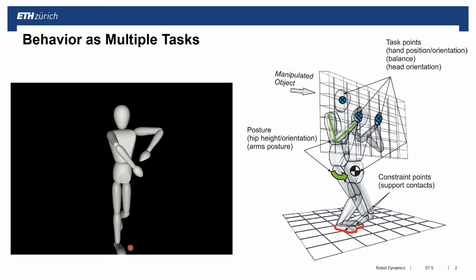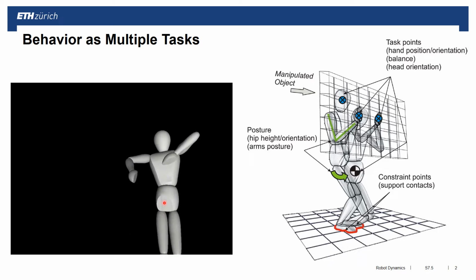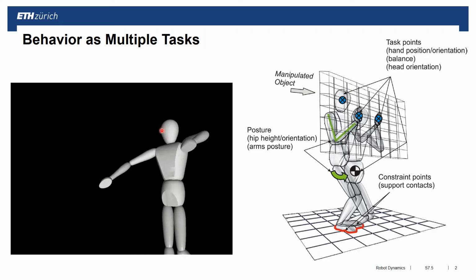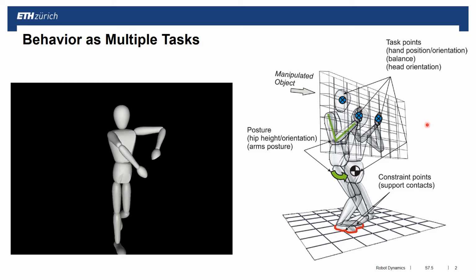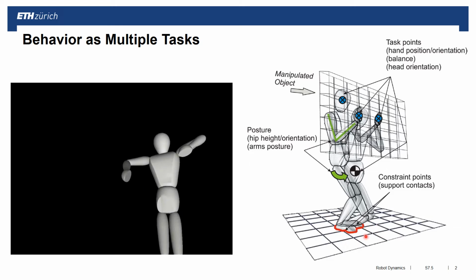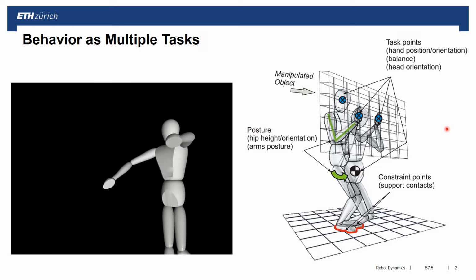It's ensuring contact with the environment, with certain interaction forces, maintains its center of gravity above the contact surface, and it's looking in some direction. So all of that is a description of how the system is moving. We see the same thing on the right-hand side. We ensure a certain posture, we are manipulating an object, and we have ground contact constraints.